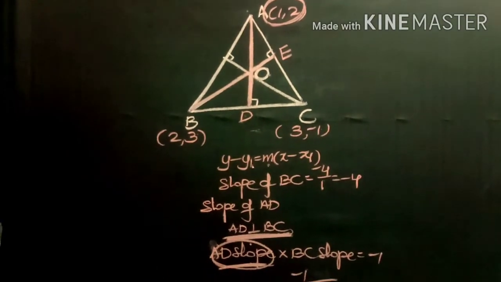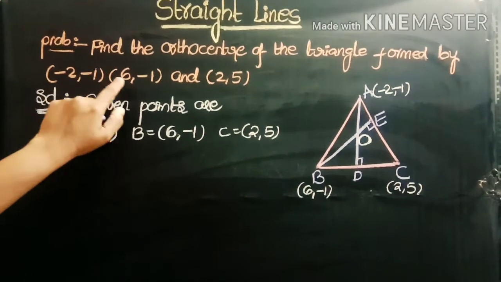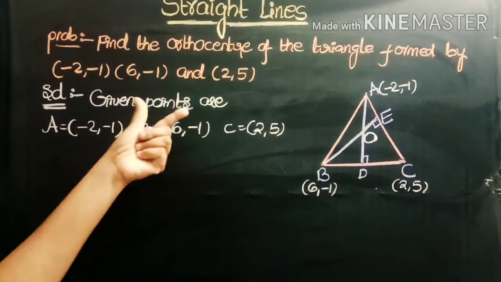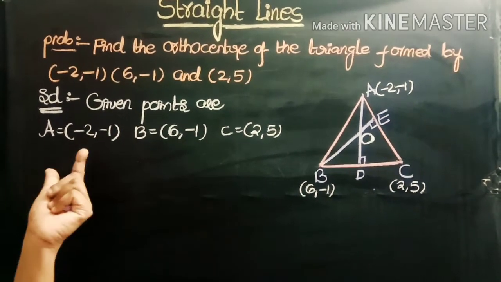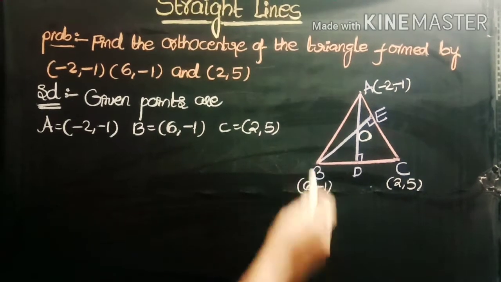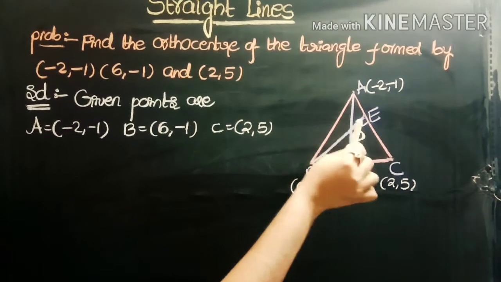That is the procedure. This is the problem. Find the orthocenter of the triangle formed by (-2, -1), (6, -1) and (2, 5). So first we are taking the three points as A, B, C, which are the vertices of the triangle. Next we draw the diagram, that is the triangle. A, B, C are the given vertices. Now these are the altitudes. Here AD and BE are the altitudes.